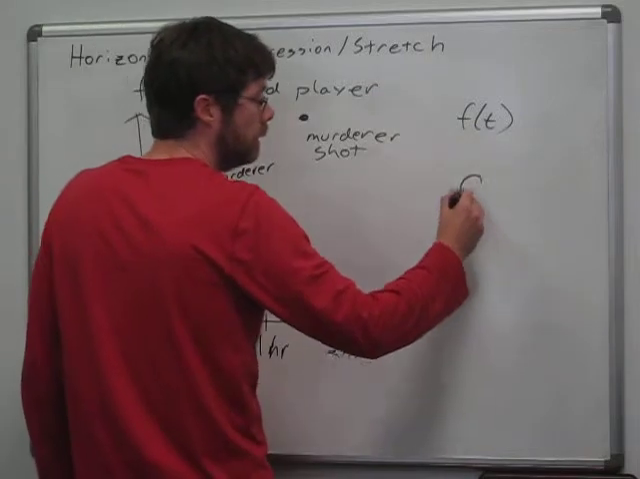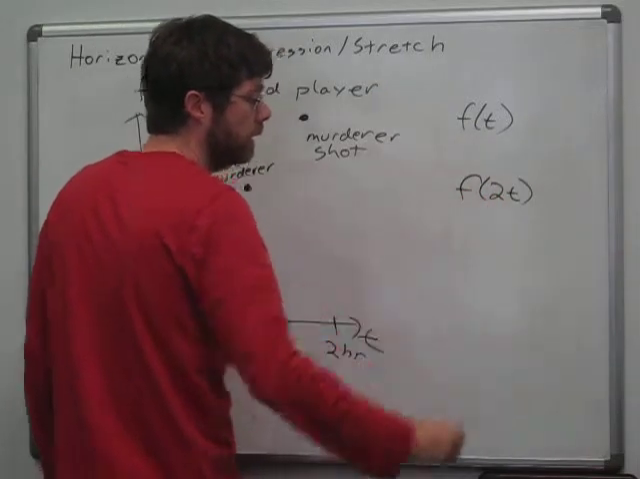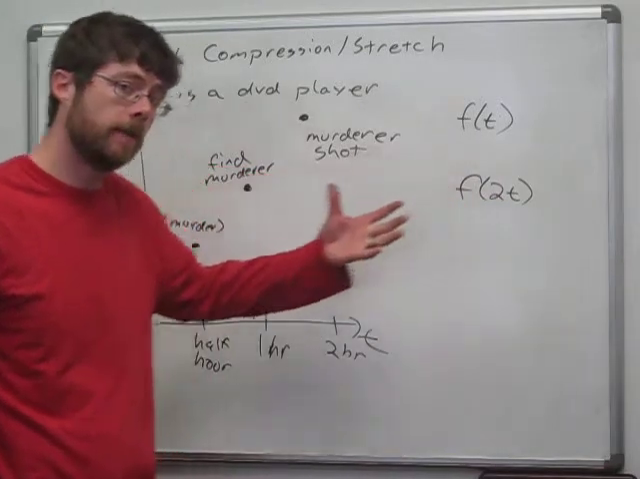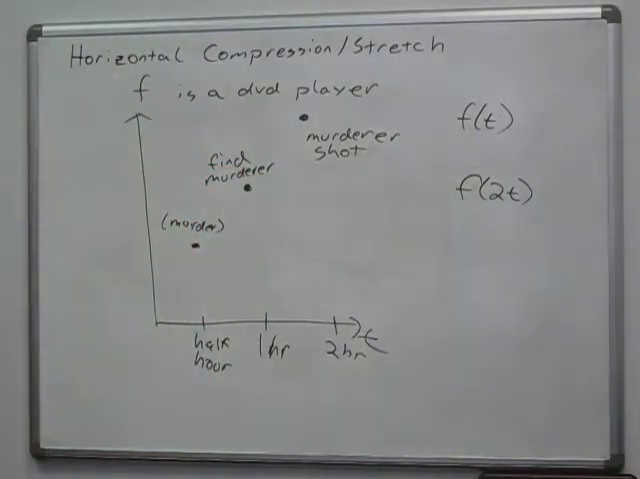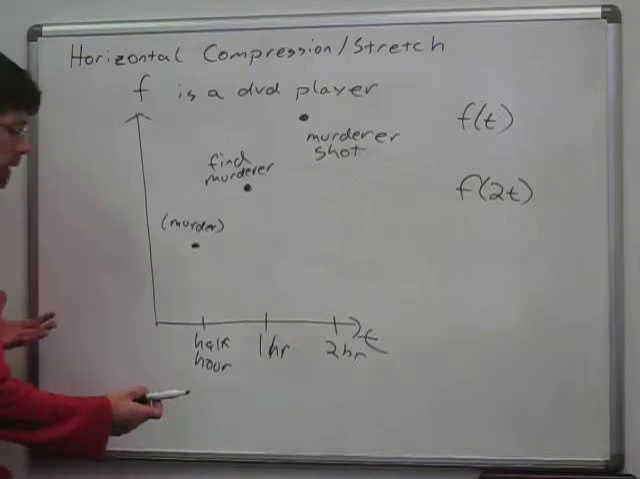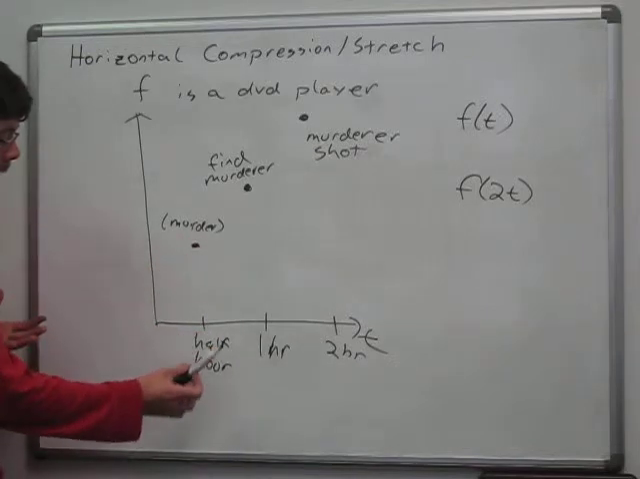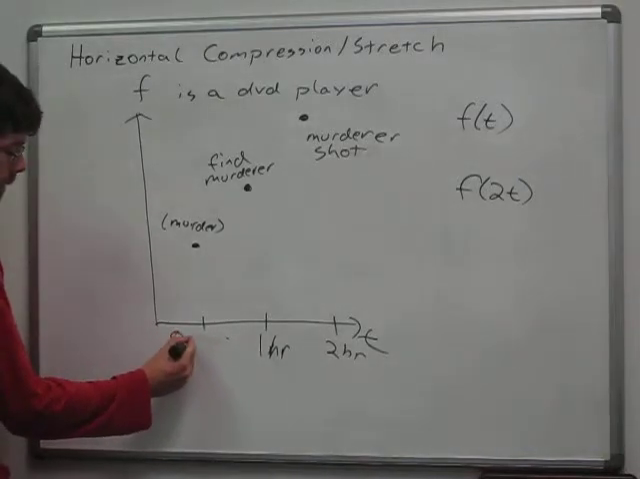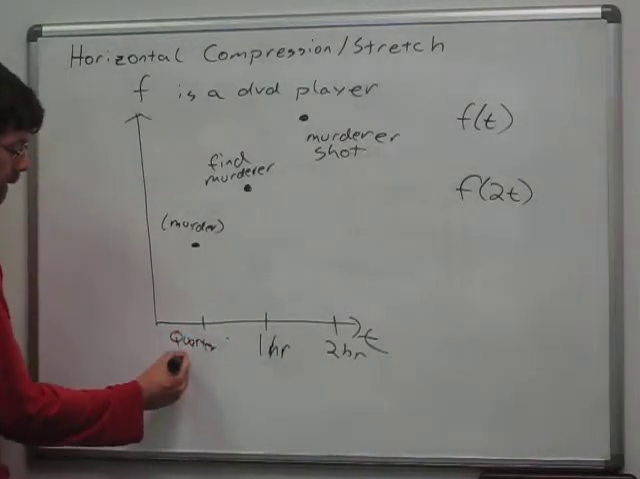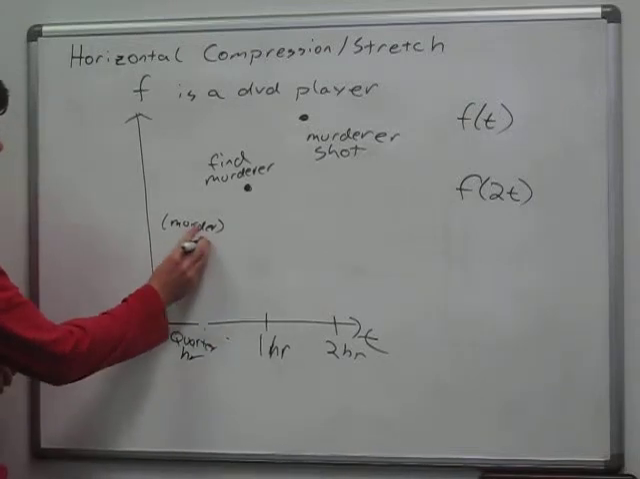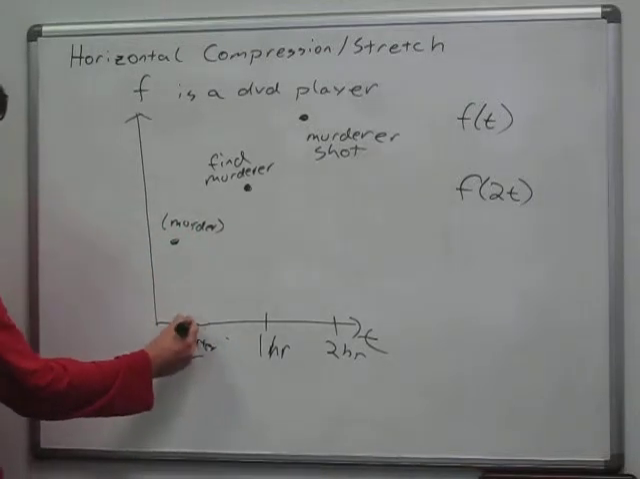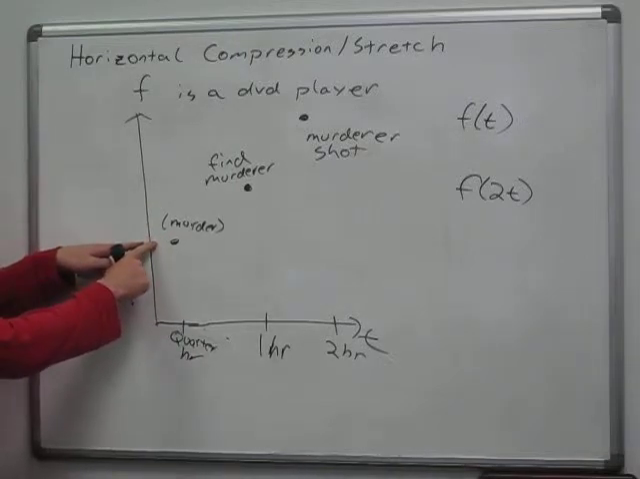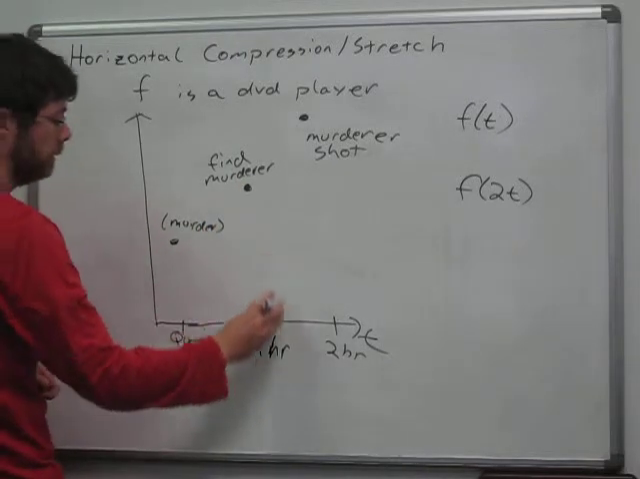Replacing t with 2t, now I'm speeding up the time by a factor of 2. I'm in fast forward. Well, if I'm in fast forward, then the murder no longer happens a half hour in. Since I'm going twice as fast, it's going to happen a quarter hour in. So now this murder is occurring much closer to the y-axis than it was at normal speed.